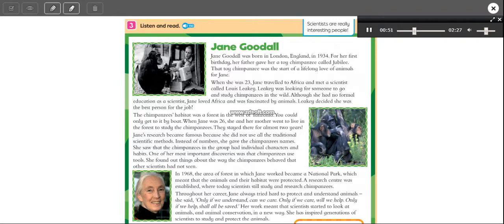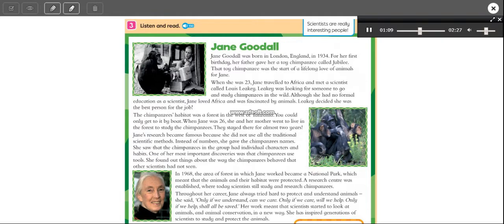The chimpanzee's habitat was a forest in the west of Tanzania. You could only get to it by boat. When Jane was 26, she and her mother went to live in the forest to study the chimpanzees. They stayed there for almost 2 years.